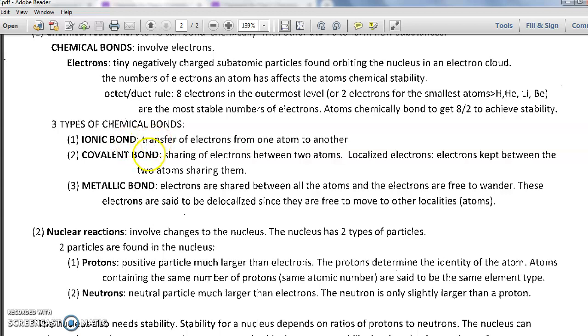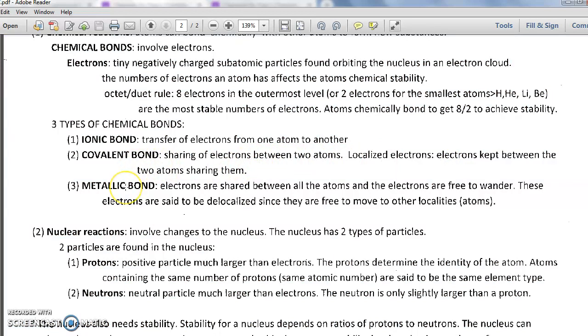A covalent bond is where they share 1 or more electrons and the 2 atoms are sharing them. In a covalent bond, the electrons are shared right between the atoms. They're kept in the space between the atoms. They're restricted to the space between the atoms. Those electrons are said to be localized.